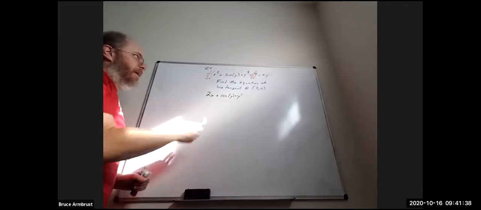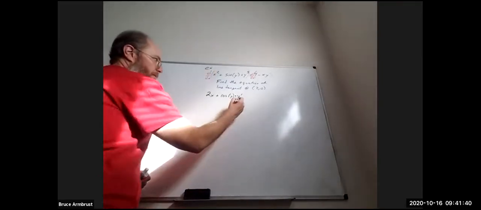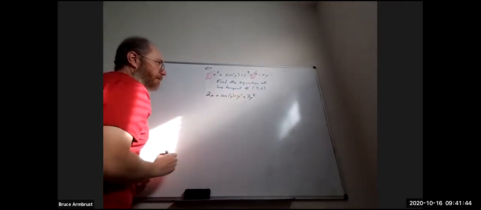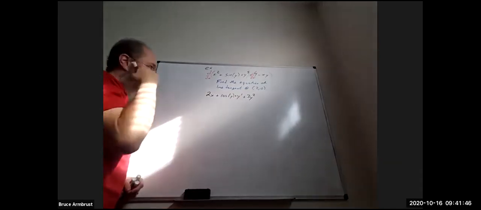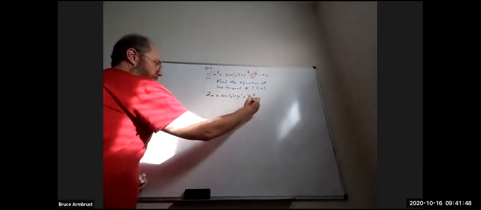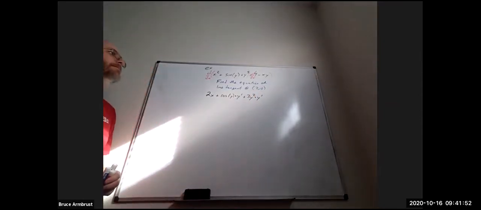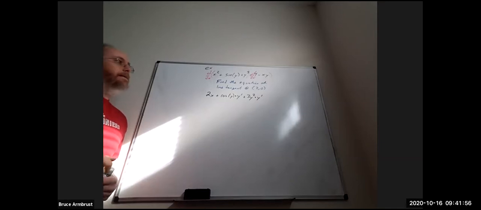Okay, so now let's go to y cubed. So the derivative of y cubed is going to be 3y squared. But again, since y is a function, we're going to multiply by y prime. So there's the derivative of the left-hand side of this equation. It's 2x plus cosine of y times y prime plus 3y squared times y prime.